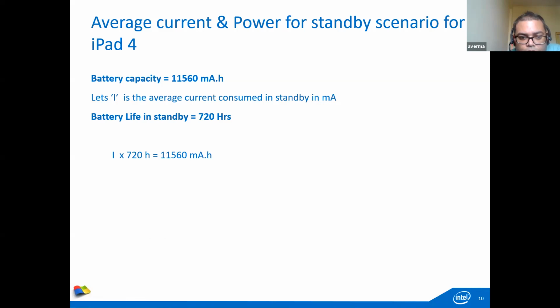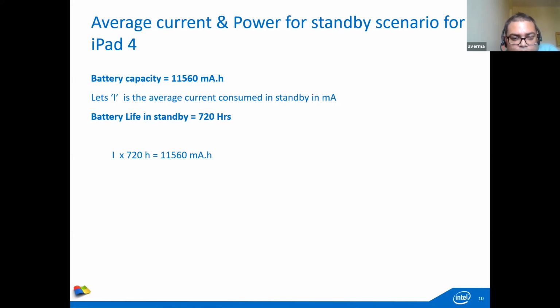Okay, and as I said, what does that mean? If you are consuming 11560 milliamperes of current, that means you will last for 1 hour. Now here what I am interested in is to find out the average current during standby, so that it's lasting for 720 hours.